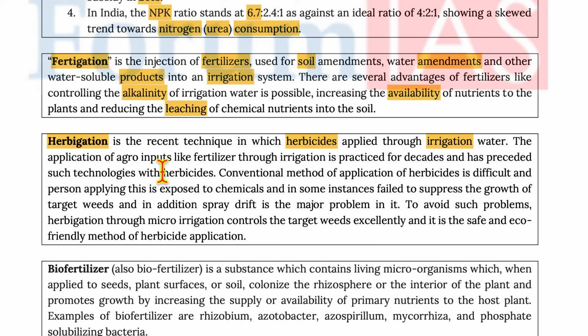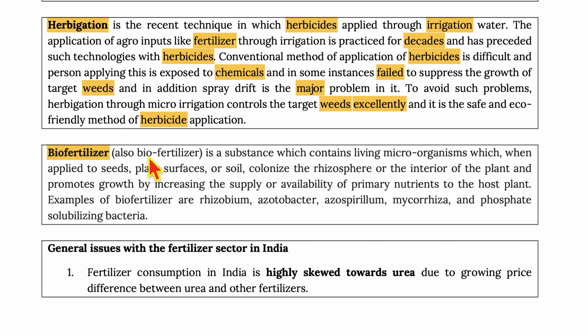Now, the application of agro inputs like fertilizers through irrigation has been practiced for decades and preceded such technologies with herbicides. The conventional method of application of herbicide is difficult, and the person applying it is exposed to chemicals and in some instances fails to suppress the growth of target weeds. In addition, spray drift is a major problem in it. To avoid such problems, herbigation through micro irrigation controls the target weeds excellently and is a safe and eco friendly method of herbicide application. Now, biofertilizer.